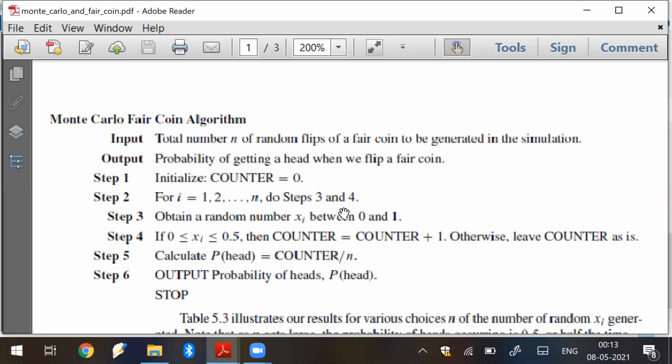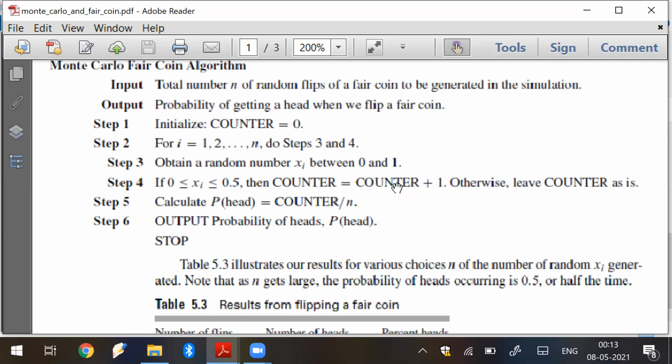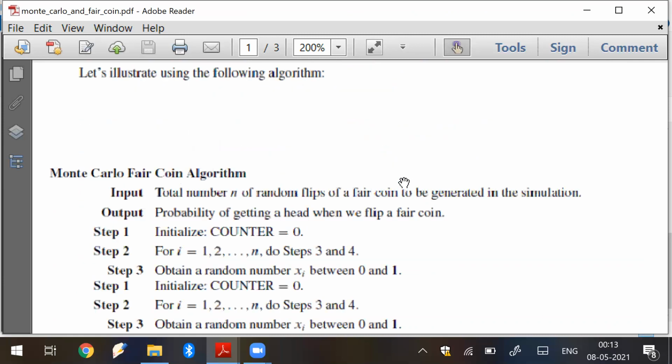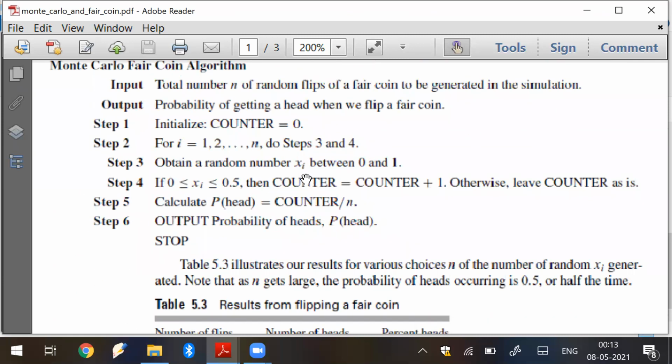Okay, this is quite obvious, I think you can follow this very well. So ultimately what I have to do is output the probability. That means I have to use the frequency definition of probability, the number of favorable events by total number of events. That is obviously what you know from the probability theory itself. So for that, I need the counter and the total number of trials. So calculate p head, the probability of head equals counter by n, simply. Then output this value, so output probability of heads, and then stop.